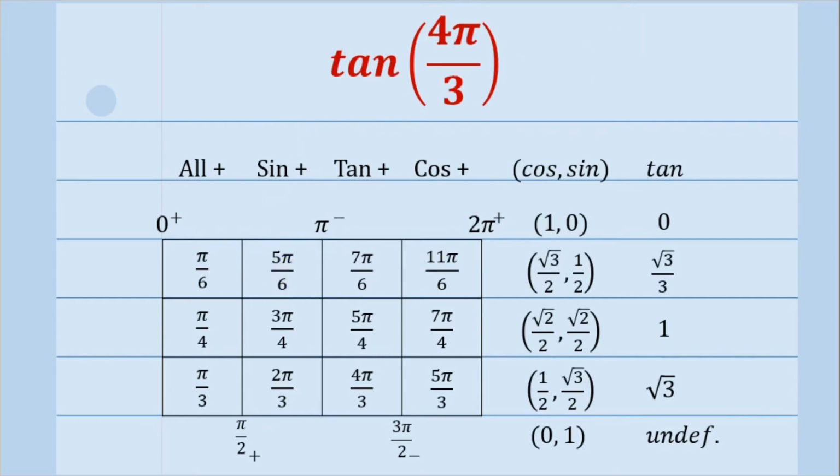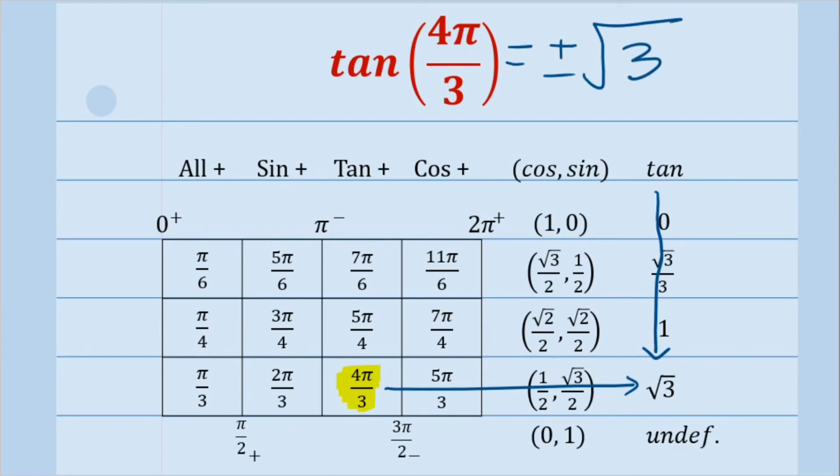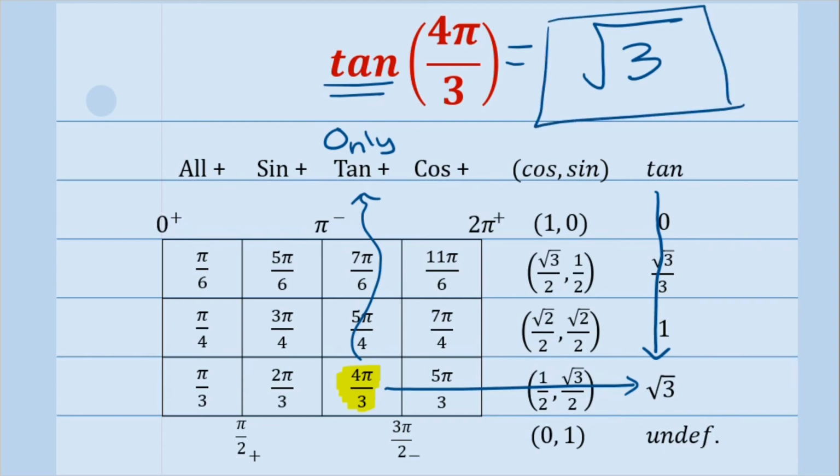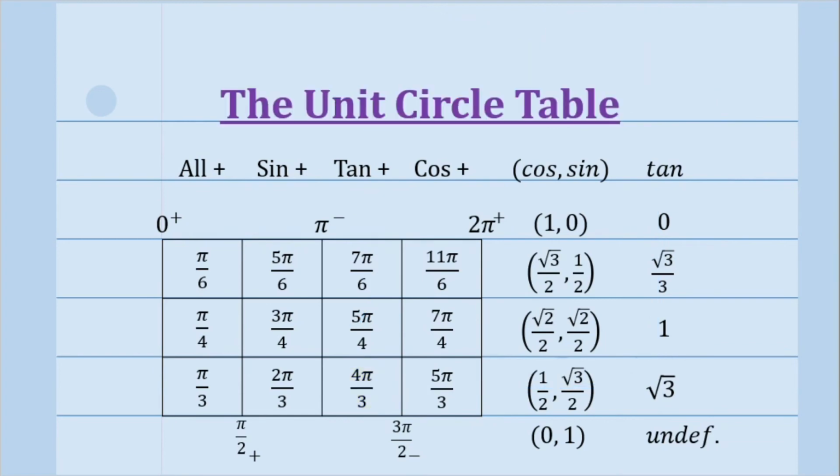If I wanted tangent of 4 pi over 3, that angle is in the root 3 row for our tangent, so it's going to equal either positive or negative root 3. And to figure out if it's positive or negative, I'm going to look up here to see which column it's in. It's in the tangent positive column, where only tangent is positive. But since I'm looking for tangent, what that means is that this answer is going to be positive. I would write it as just plain old root 3. And that's it. That's how the unit circle table works.